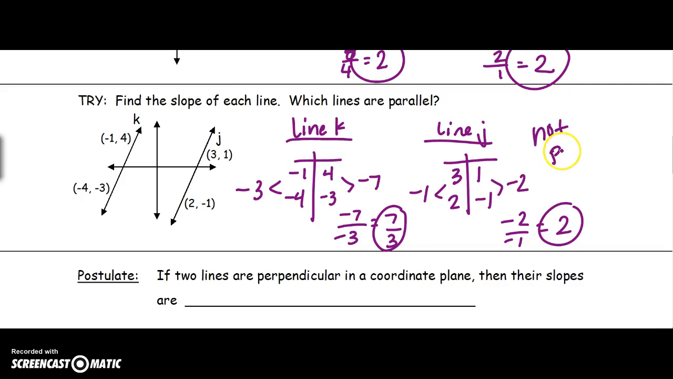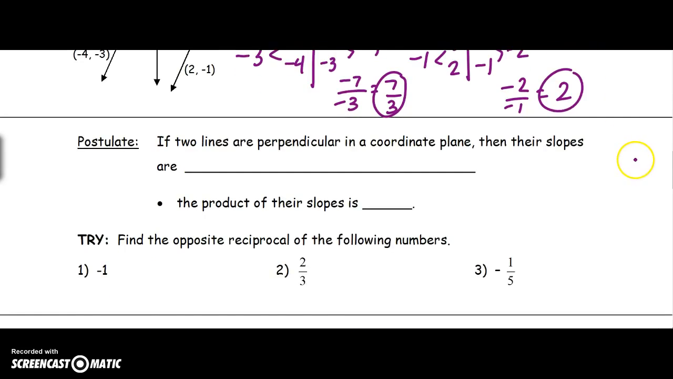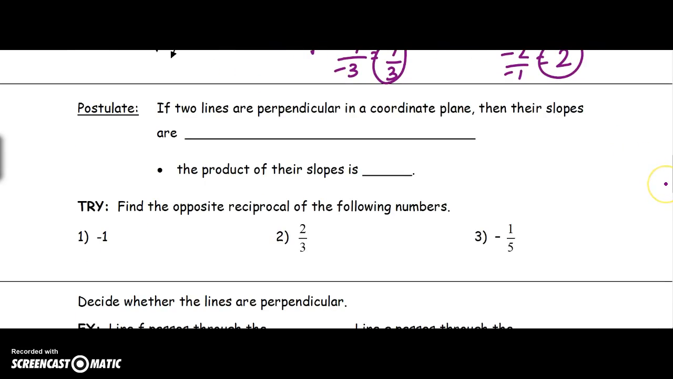Here's another postulate or rule. It says if two lines are perpendicular in a coordinate plane, then their slopes are opposite reciprocals, which means the product of their slopes is -1. So in these three examples, it says find the opposite reciprocal.